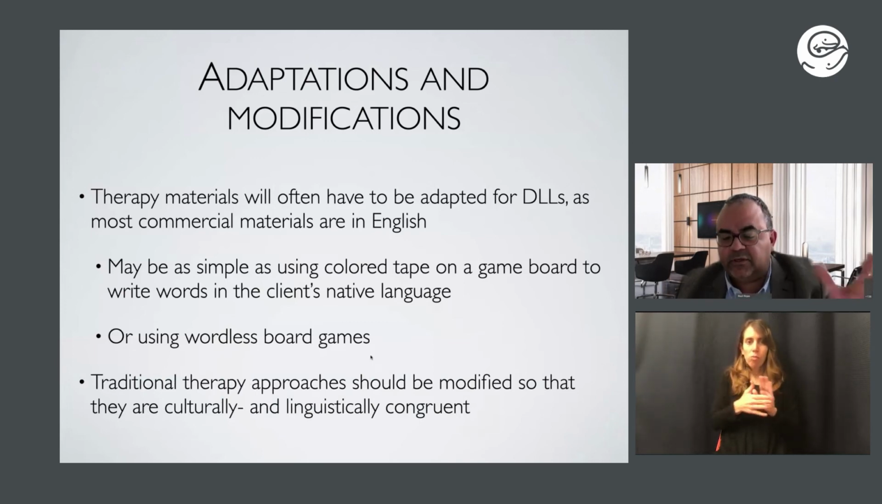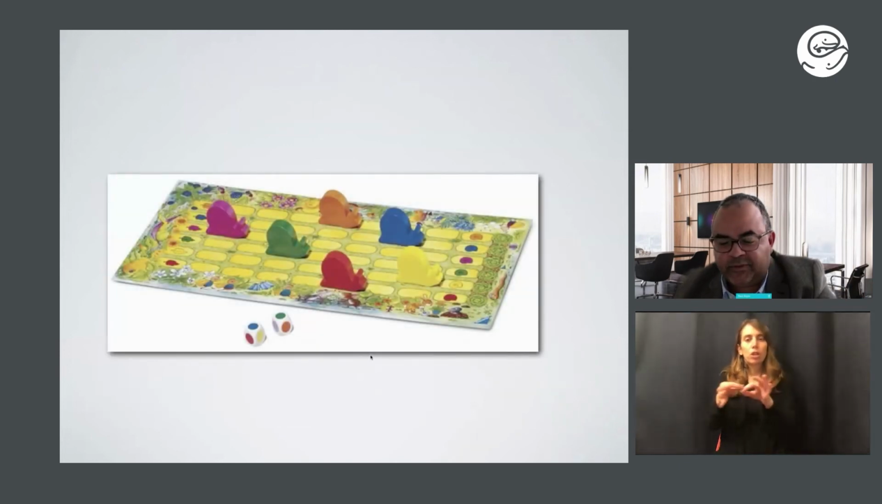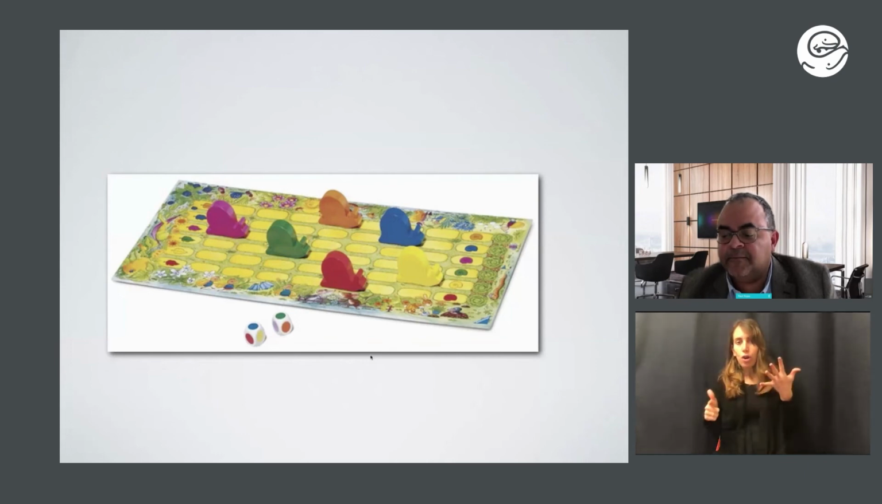Therapy approaches, you can also modify them so that they're congruent both culturally and linguistically. I'm not going to talk about this, it's just a game called Snail's Pace Race. I'm not going to spend time on it because I'm basically almost out of time, but essentially this is one of my favorite things I used in therapy. It has snails of different colors, dice of different color. You start them here, this is where they end. And you can do multiple things in therapy with this, right? Colors, order, you can have kids make predictions, and so on and so forth.